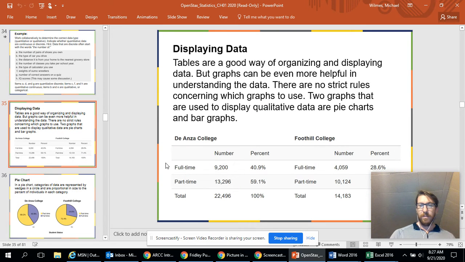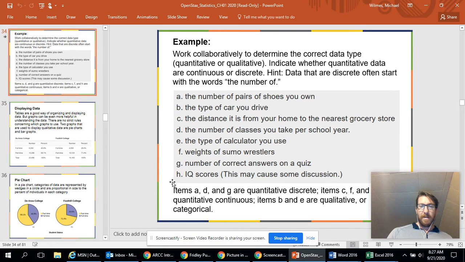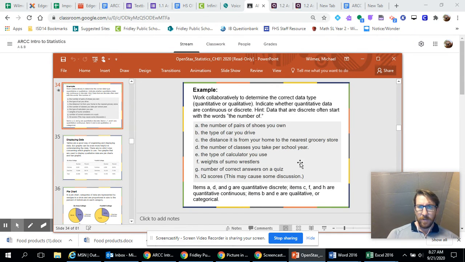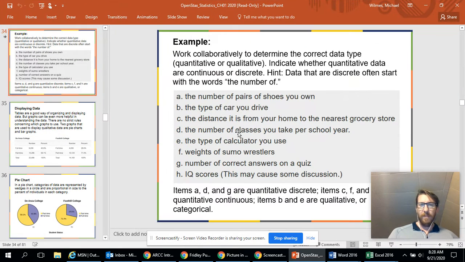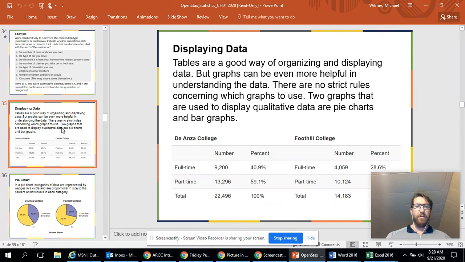And IQ scores. I haven't looked at an IQ, I've never taken an IQ test, but IQ scores, I don't know if those go down to decimals. I actually don't know. Let me read the answer. Oh, quantitative continuous. So they must go to decimals. Okay. Well, kind of specific information you need to know about that.